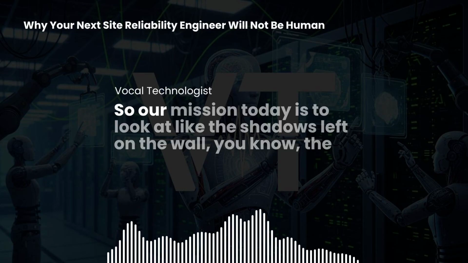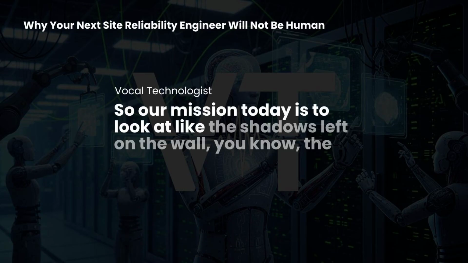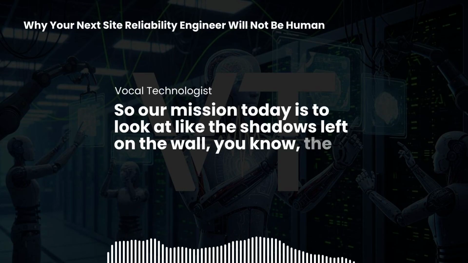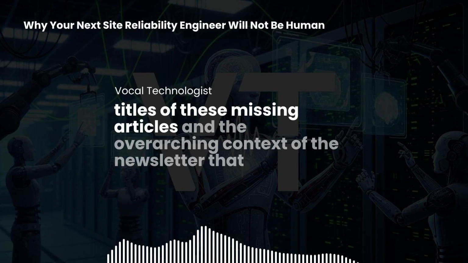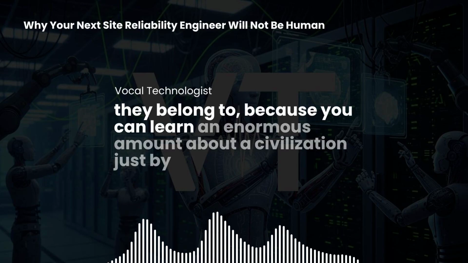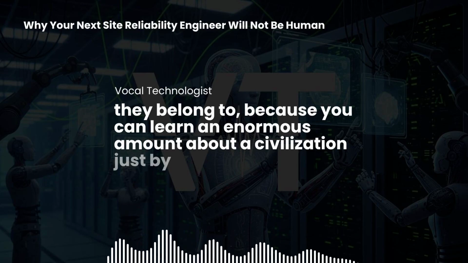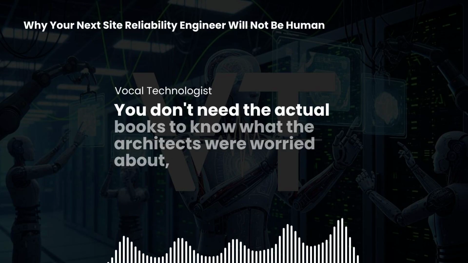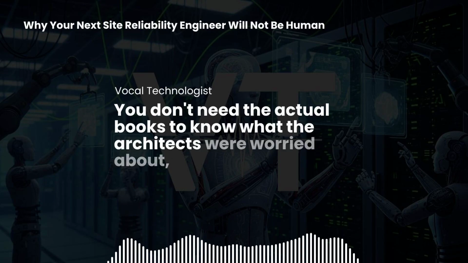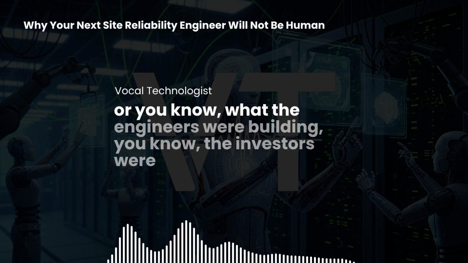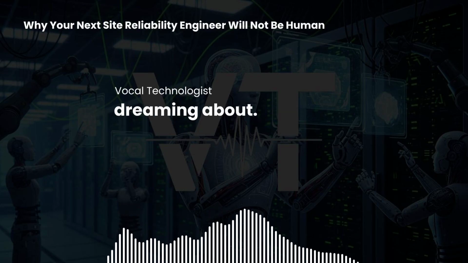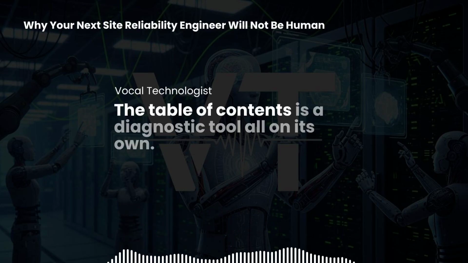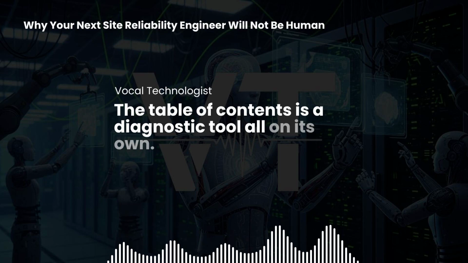They really do. So our mission today is to look at the shadows left on the wall, the titles of these missing articles and the overarching context of the newsletter that they belong to. Because you can learn an enormous amount about a civilization just by looking at the index of a lost library. You don't need the actual books to know what the architects were worried about or what the engineers were building. What the investors were dreaming about. Right, exactly. The table of contents is a diagnostic tool all on its own.